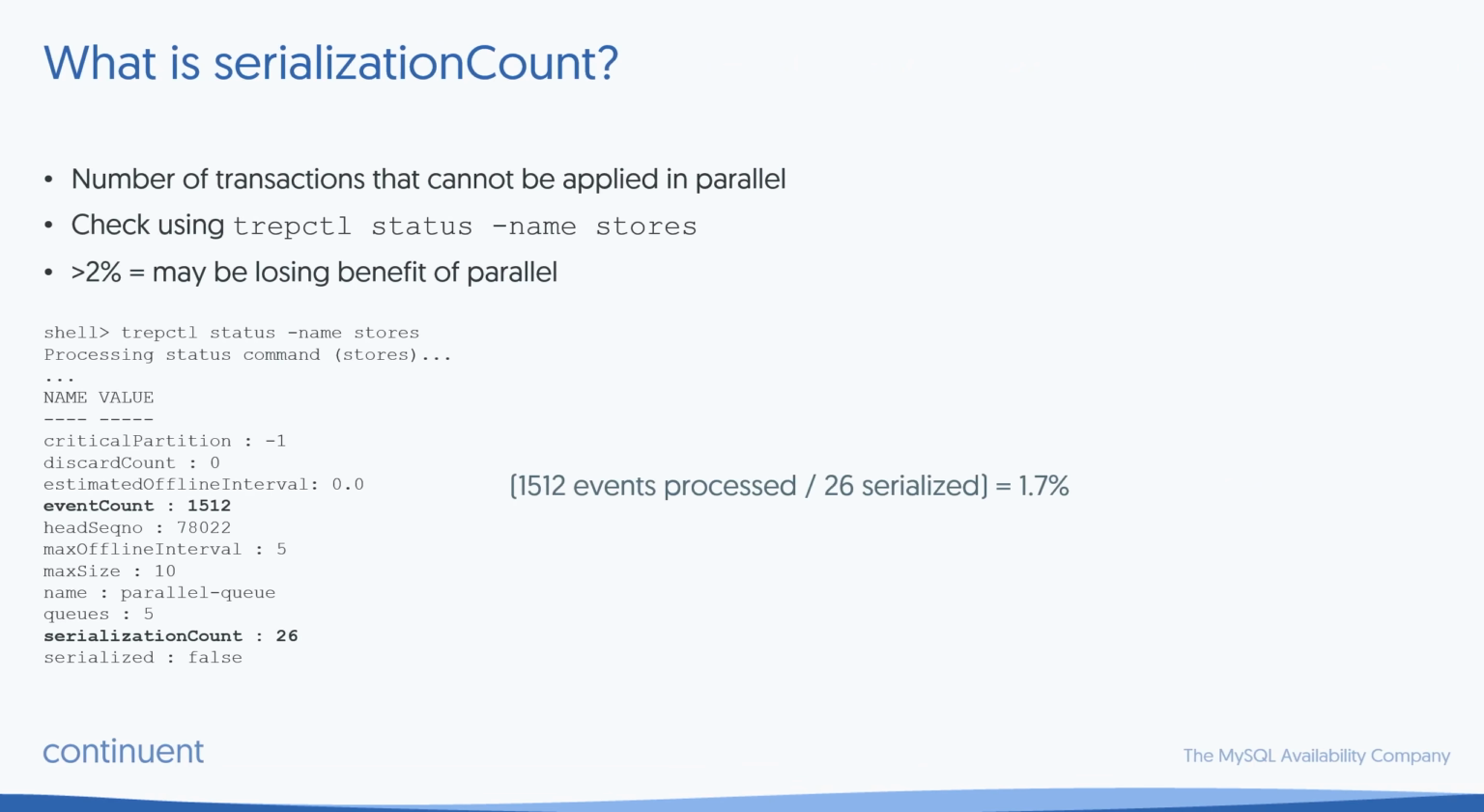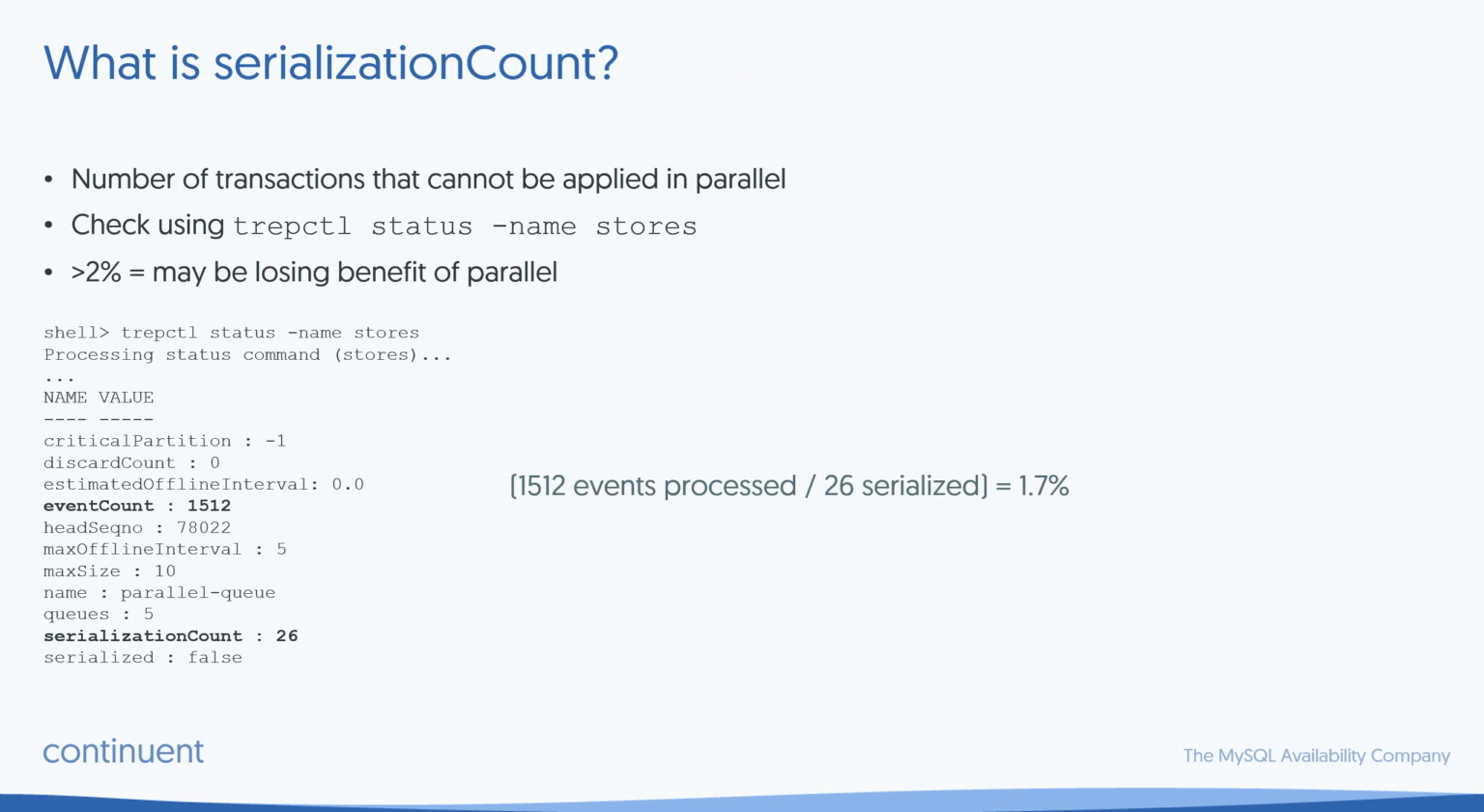So what is serialization count? Well, this refers to the number of transactions that the replicator has handled that cannot be applied in parallel because they involve dependencies across schemas. For example, a transaction that spans multiple schemas, we have to serialize it so that we don't cause an out-of-order update with respect to the transactions that update a single schema only. You can detect the number of transactions by looking at the serialization count parameter.